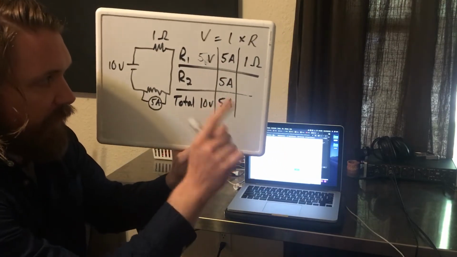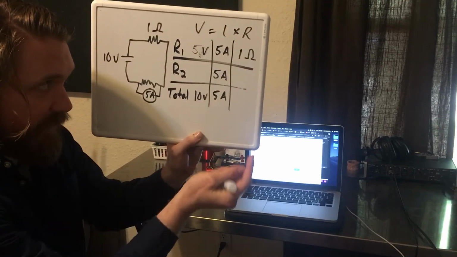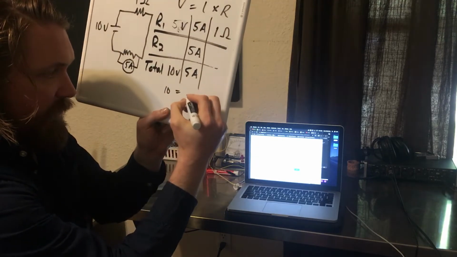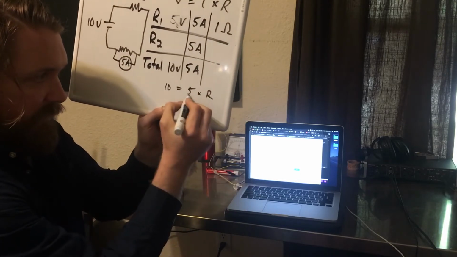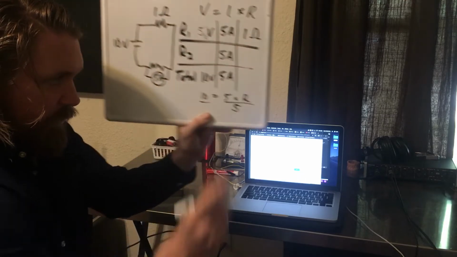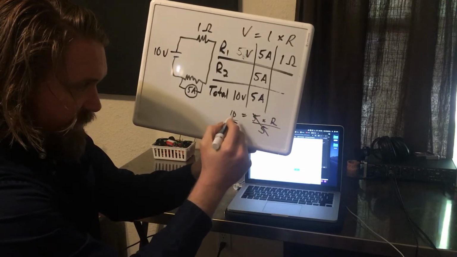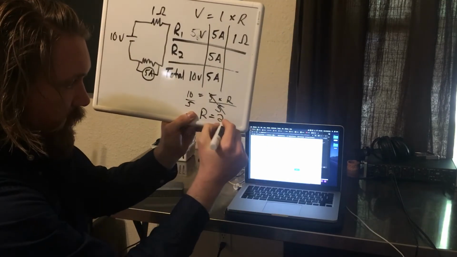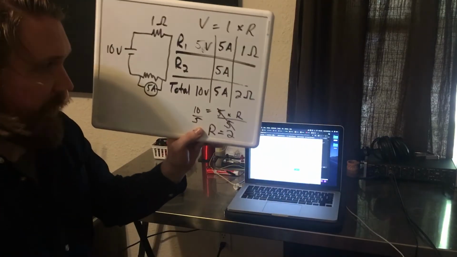Down here, I know that the resistance times 5 is going to equal 10. So I use this. Here's my equation. 10 equals 5 times R. I divide both sides. This is multiplication, so I do the opposite. 5 divided by 5 is 1. 10 divided by 5 gives me a resistance equal to 2. So this is 2 ohms, okay?